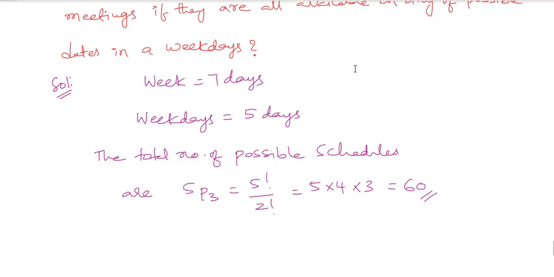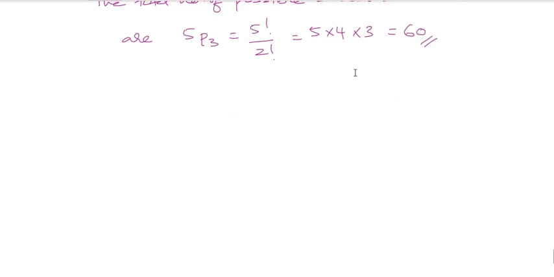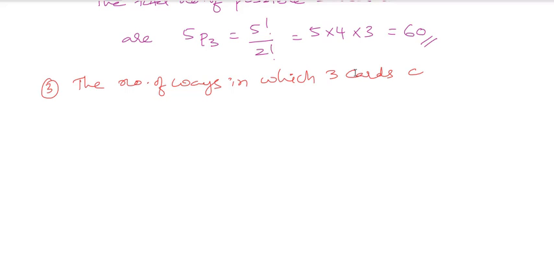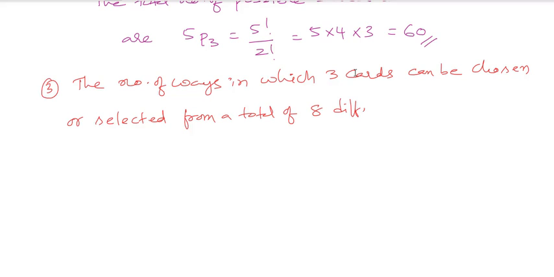Next, one more problem. Third one: the number of ways in which 3 cards can be chosen or selected from a total of 8 different cards is.